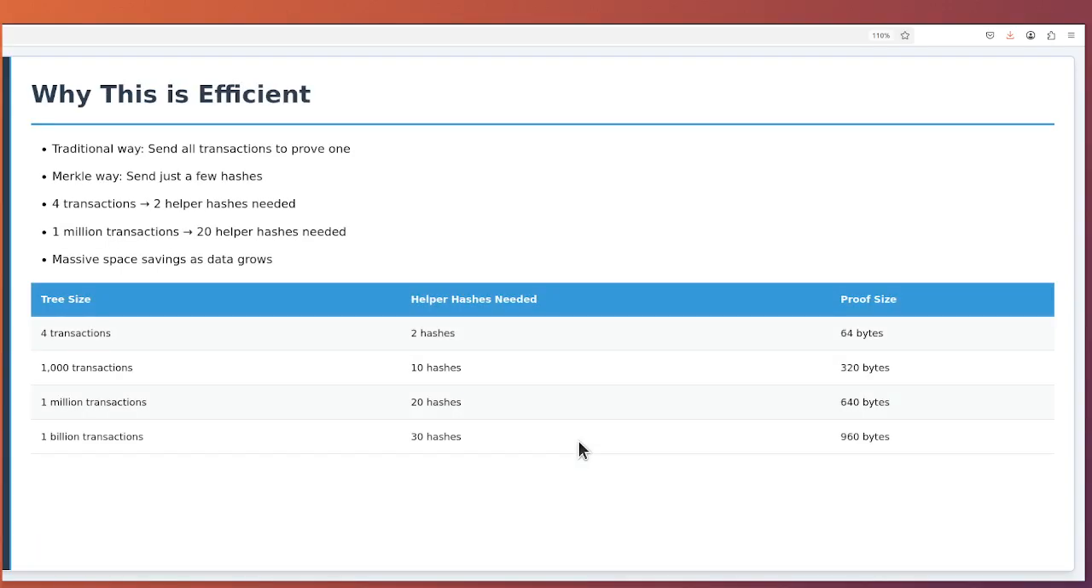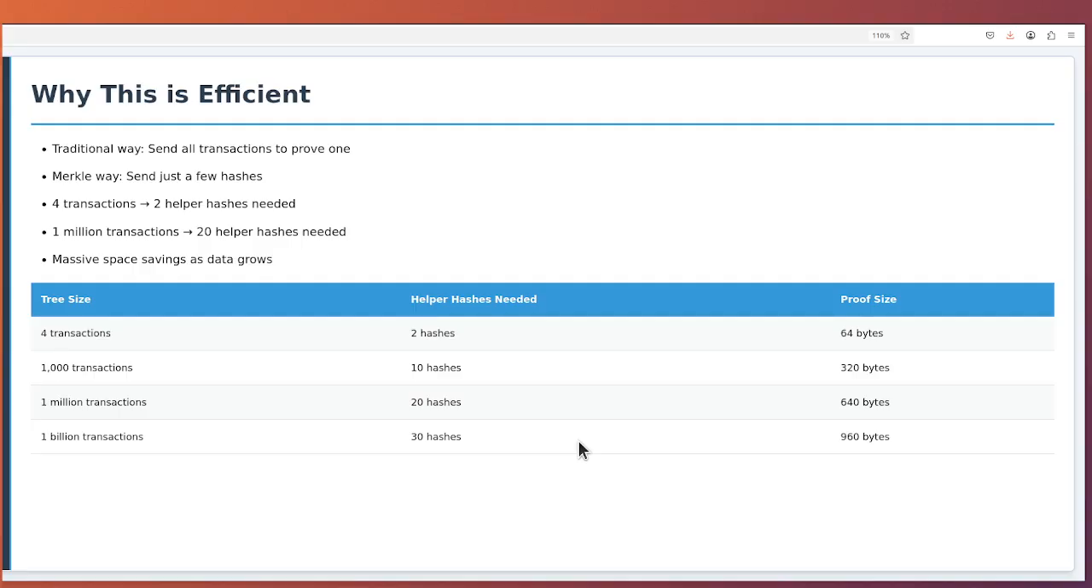Efficiency benefits. Now let's talk about why this is so much better than alternative approaches. Imagine if you had to show all 4 transactions to prove you have transaction C. That's 4 times the data. For 1,000,000 transactions, you'd need to send 1,000,000 transactions just to prove you have one. With Merkle proofs, you only need a few hashes. For 4 transactions, you need 2 helper hashes. For 1,000,000 transactions, you need about 20 helper hashes.